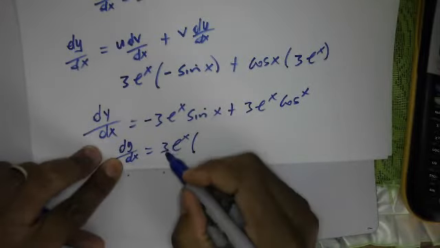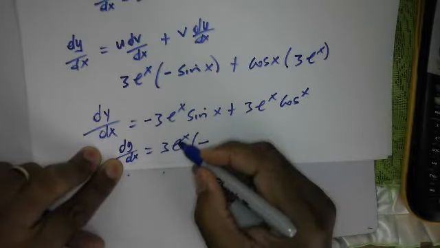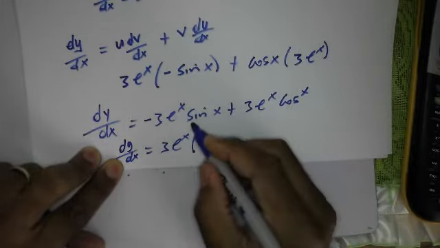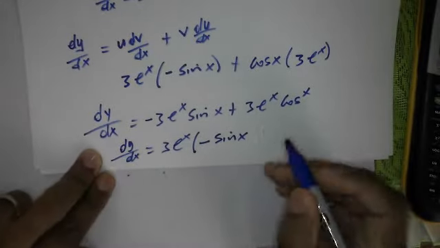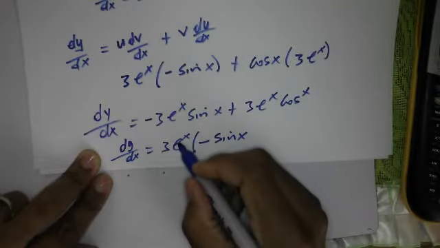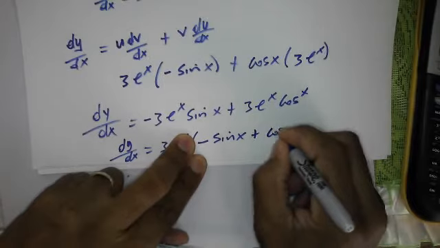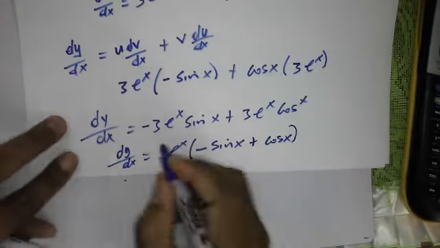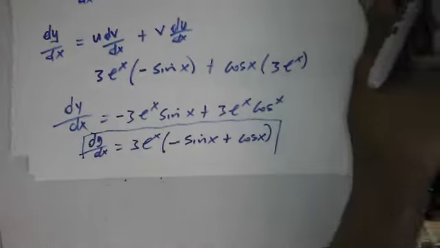So this 3 into this negative 3 goes negative. Okay, the e to the x will cancel the e to the x, leaving just sine x. So this is negative sine x. The 3 will cancel the 3 here. The e to the x will cancel the e to the x here, leaving only cos x. So that would be plus cos x. And this would be your final answer here. Okay? Alright, let's look at one last example for this video.